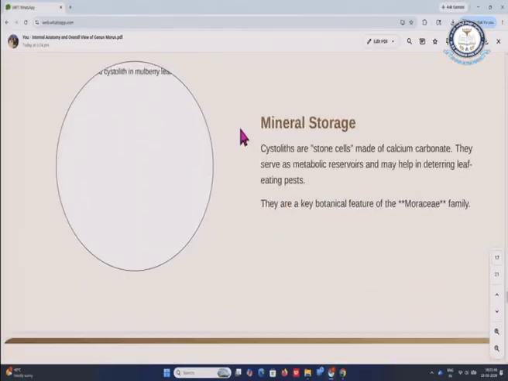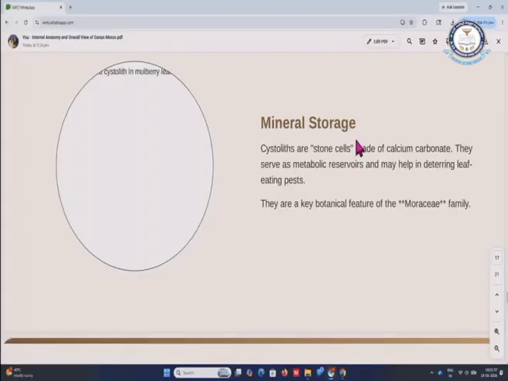If the leaf is well developed, mature and correctly arranged, it will reflect the quality of the silk. It will affect the quality of the cocoon as well. Here the major focus in the taxonomy of mulberry is the cystoliths. Cystoliths are specialized cells, as I have mentioned, because they consist of calcium carbonate. What is the role of this mineral storage? Cystoliths are stone cells.